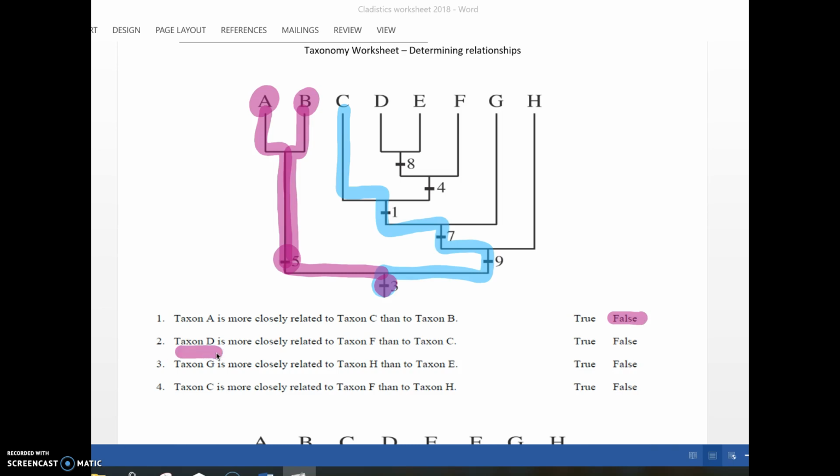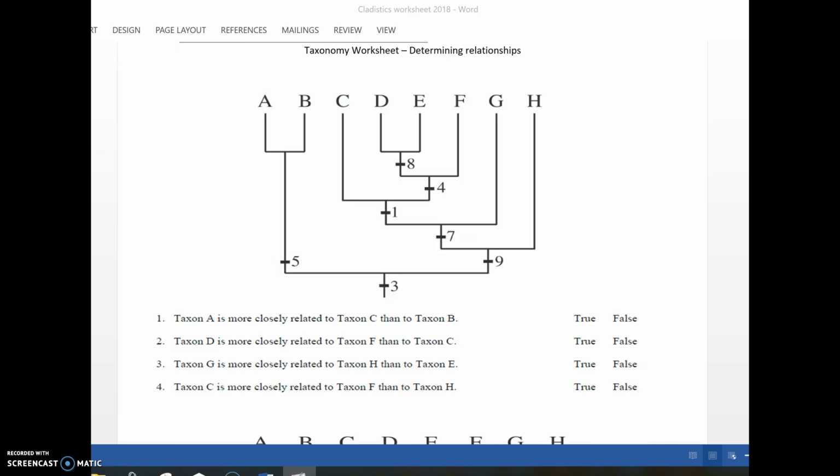So D is more closely related to F than to C. So let's pick a color here, and let's do D. And actually, I could just track it all the way back. And then F versus C. So let's do F first. F, notice that they hit at 4. And then if I do C, here they hit back at 1. So D is more closely related to F. That is true because it hits 4 before it goes back and hits 1.